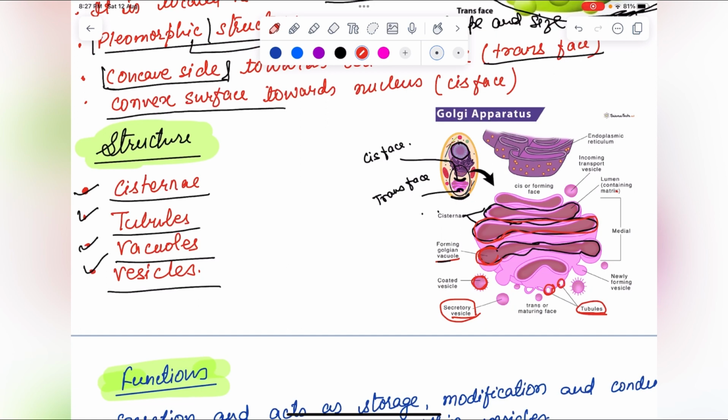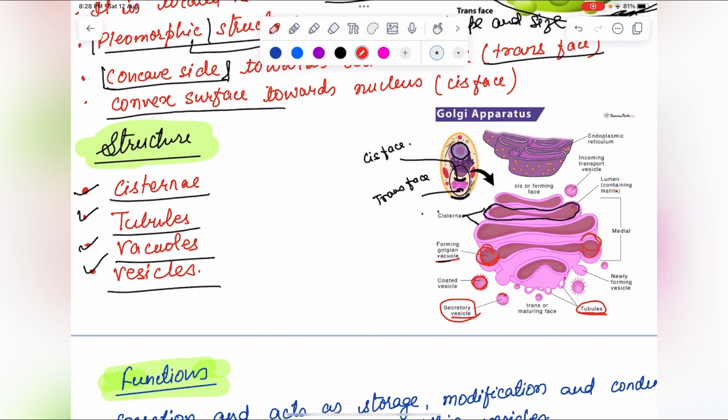Cisternae are long, flattened and unbranched saccules. 4 to 8 saccules are arranged in stacks. Tubules are branched and irregular tube-like structures associated with the cisternae. Vacuoles are large spherical structures associated with the tubules.